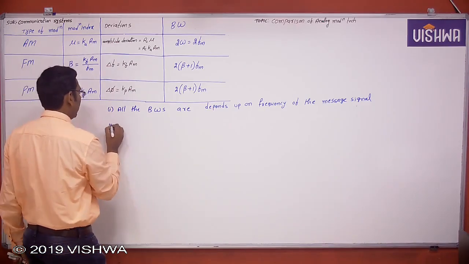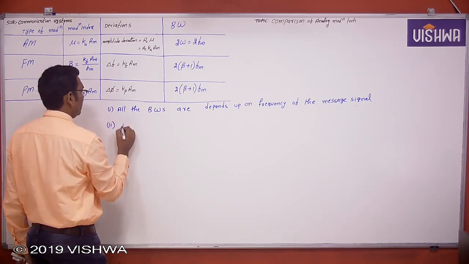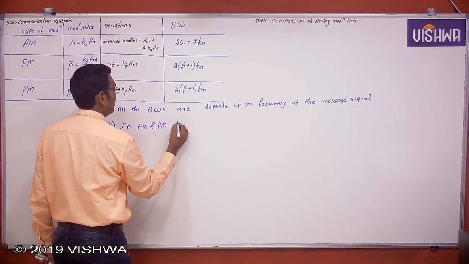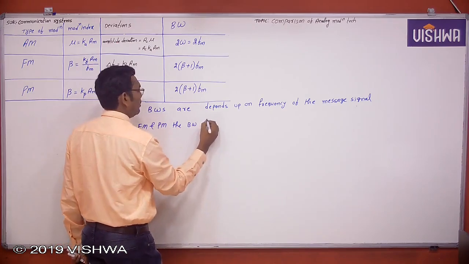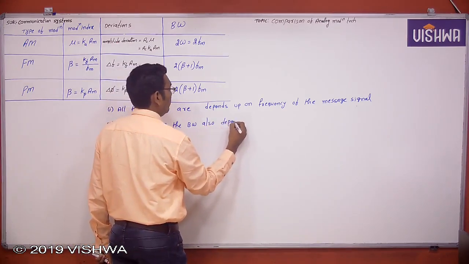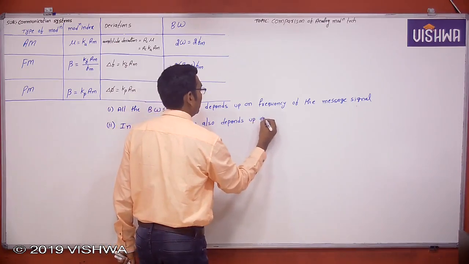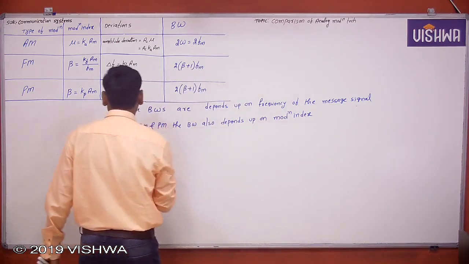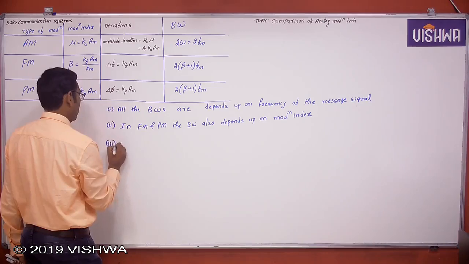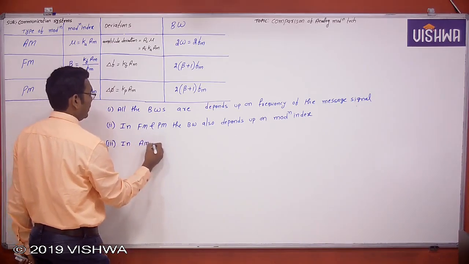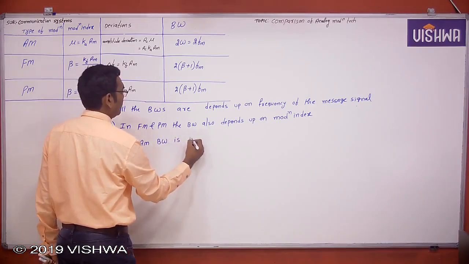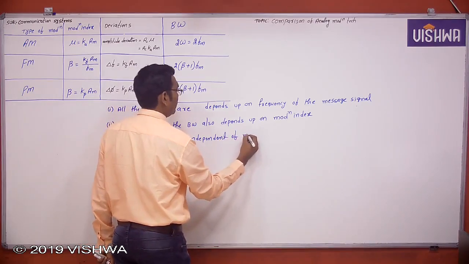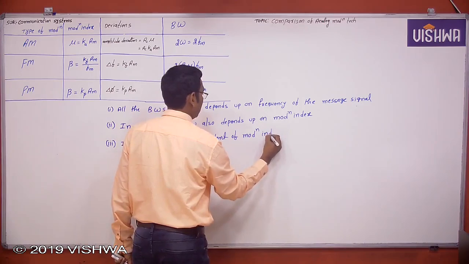And what is the second point you observed? In FM and PM, the bandwidth also depends upon the modulation index. In AM, the bandwidth is independent of the modulation index.